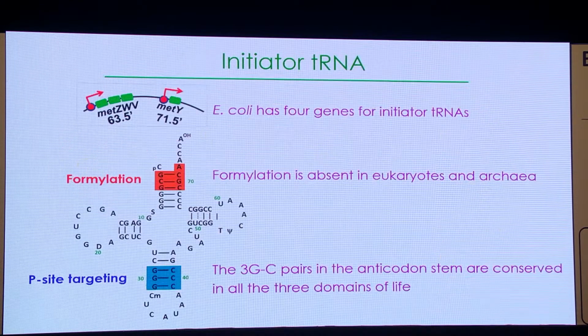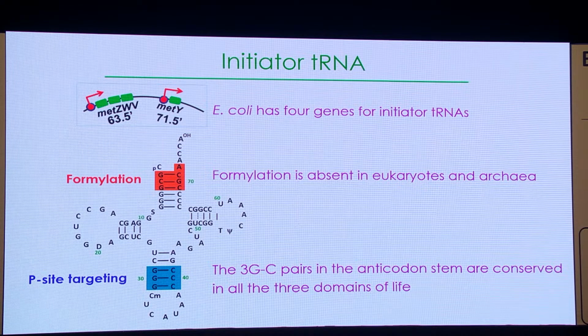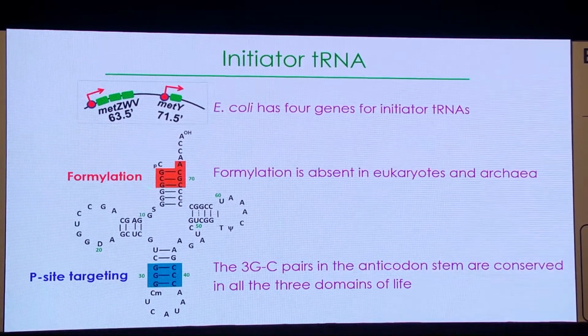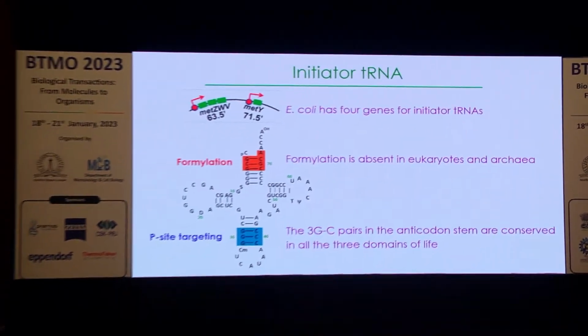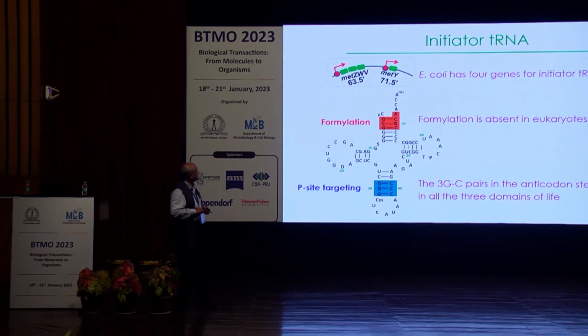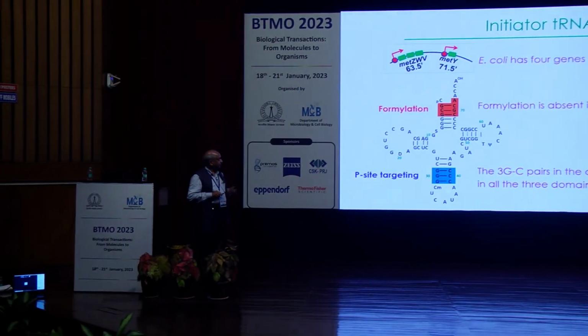And to do that, I need to introduce the molecule itself. In E. coli, there are 4 genes for initiator tRNAs. 3 of them are together in one locus, and the 4th one is slightly away, alone. If we look at the cloverleaf structure of the initiator tRNA, there are 2 very distinctive features. One is in the acceptor stem region, which is important for formylation of this tRNA, and the property of formylation is unique to bacteria. It does not occur in eukaryotes or archaea.